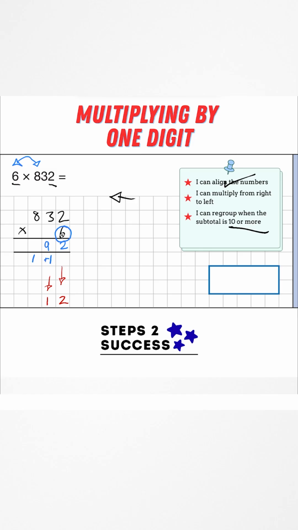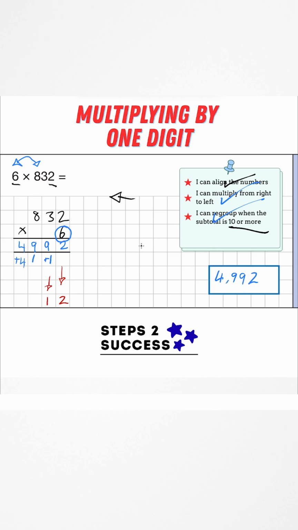And the last one, 6 times 8 is 48, plus 1 is 49. So because that's the final digit we have, we can write 49. So we multiplied from right to left, and we regrouped when it was 10 or more. So 6 times 832 is 4,992. And you can put the comma there if you want, however, you don't need to.